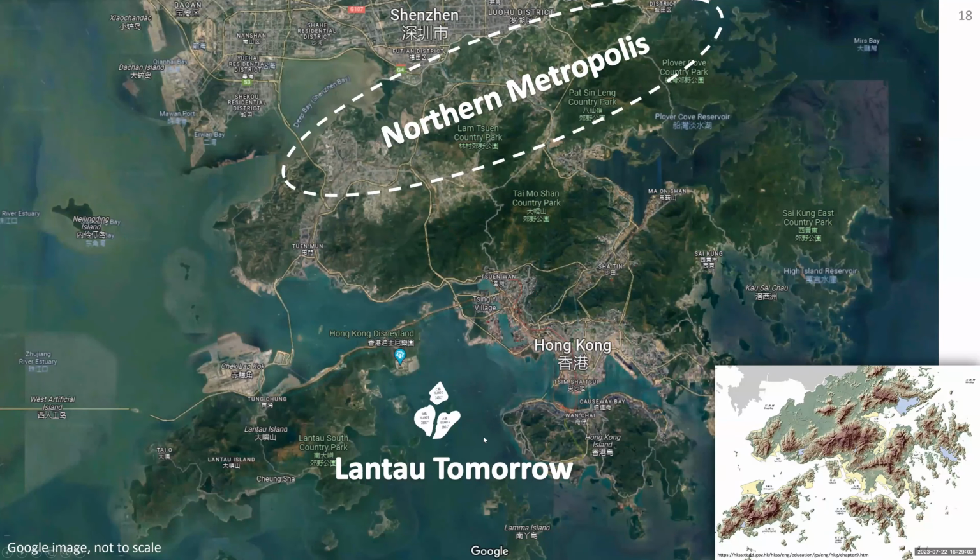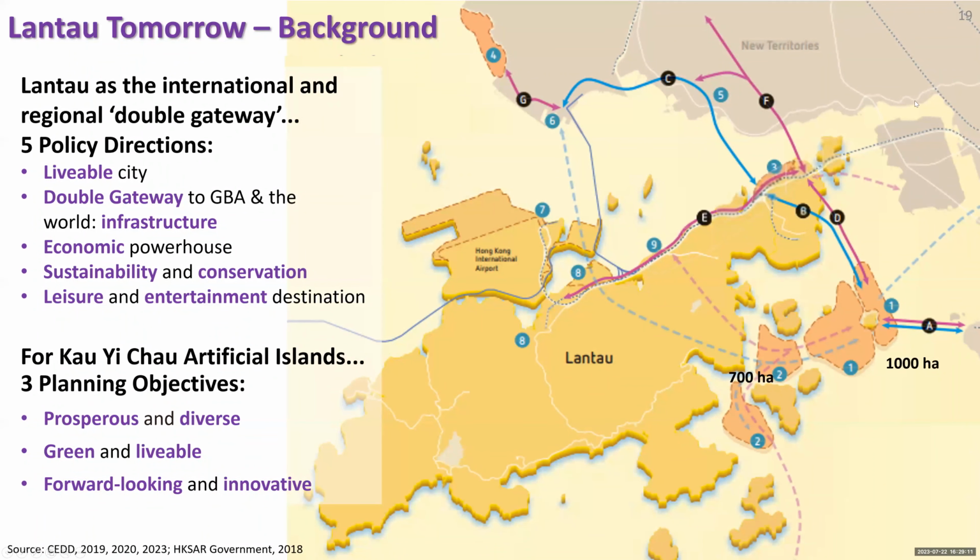And then Lantau Tomorrow, actually this is the first part with 1,000 hectares, and then they would have another 700 hectares. So they have these artificial islands. The idea of Lantau Tomorrow is basically using Lantau as what they call a double gateway: a gateway to the international world, and then to the Greater Bay Area through infrastructure development.